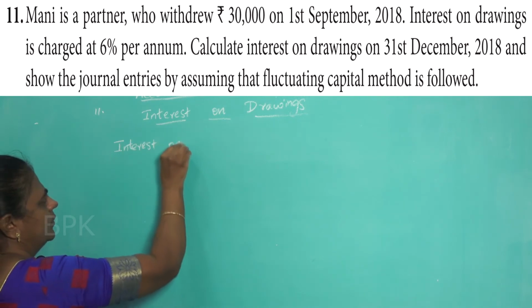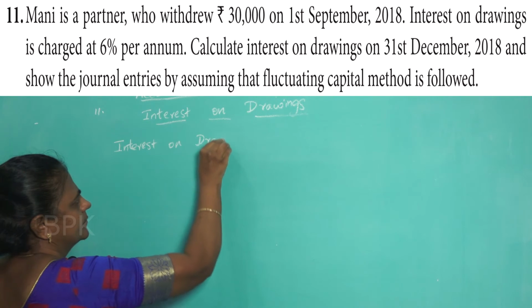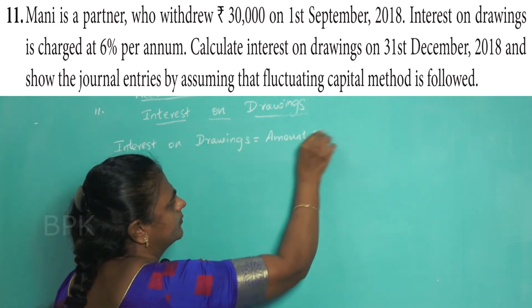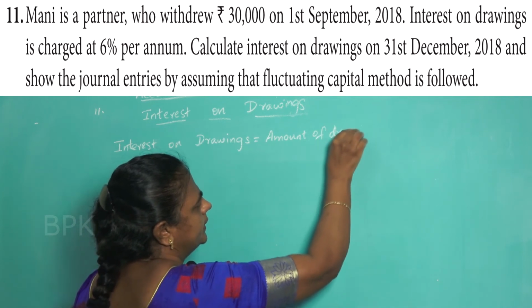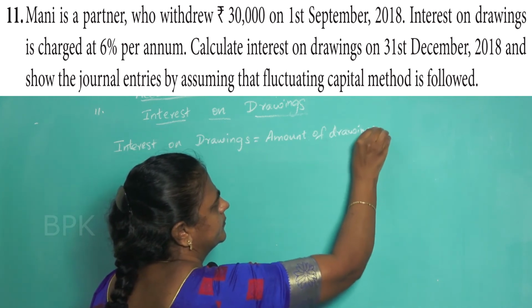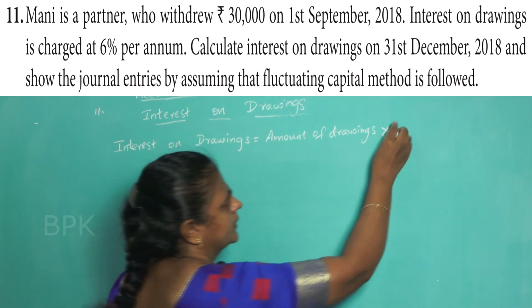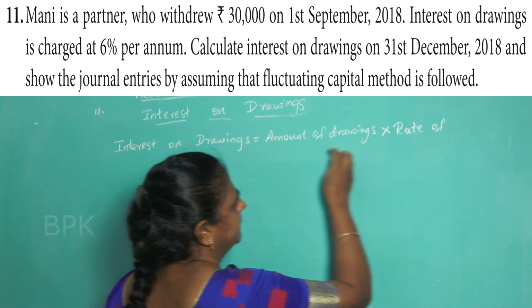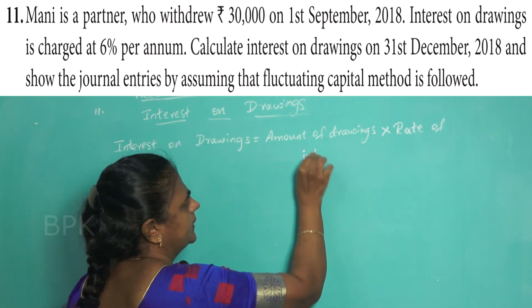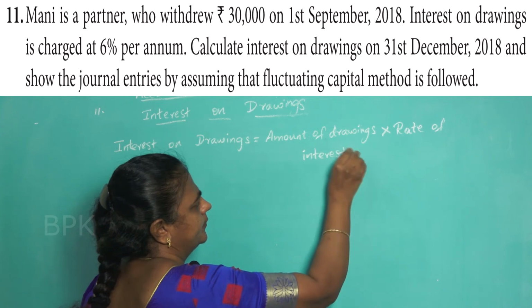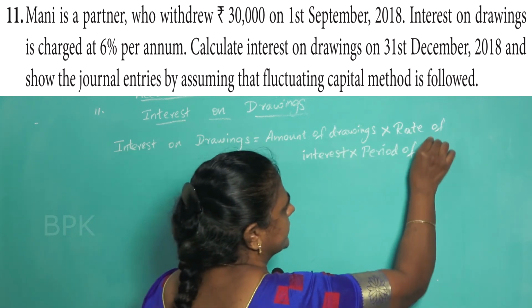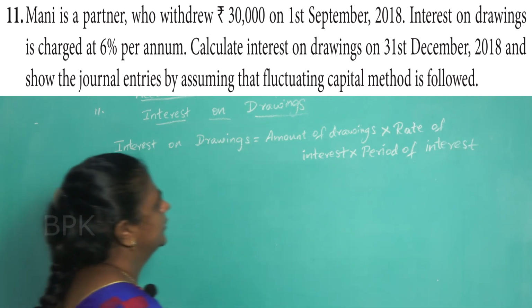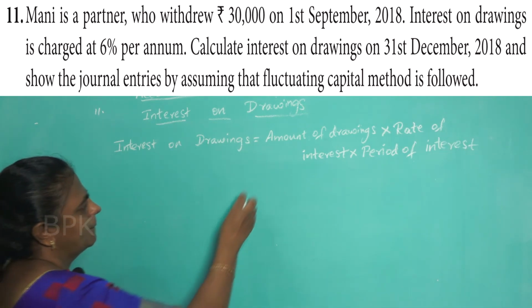Interest on drawings is equal to amount of drawings into rate of interest into period of interest. Okay. Now, see the question.